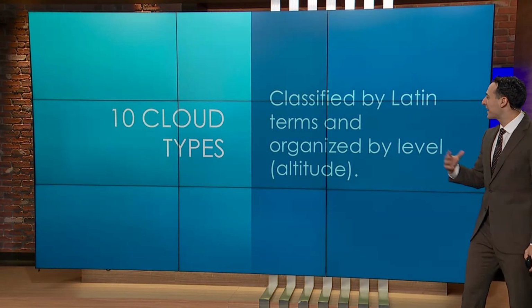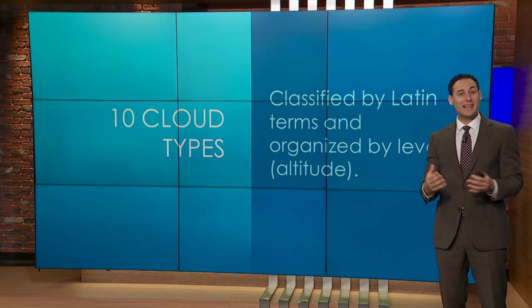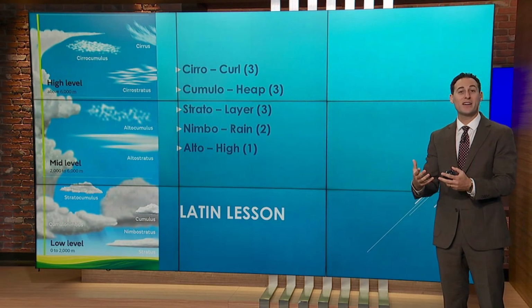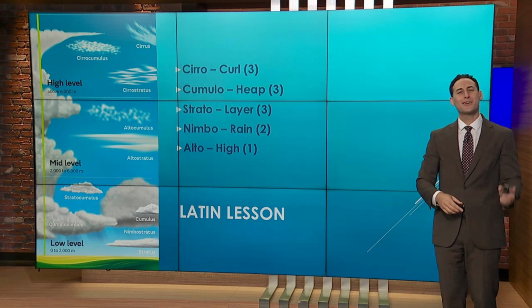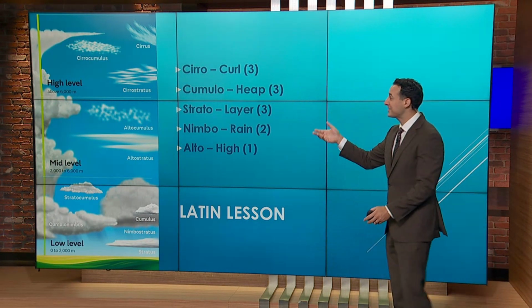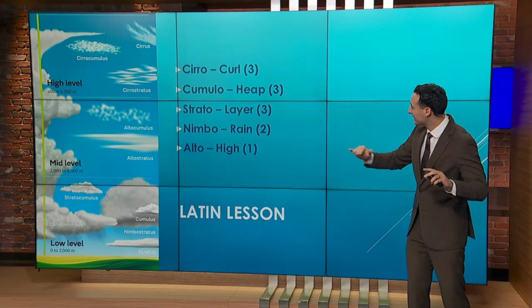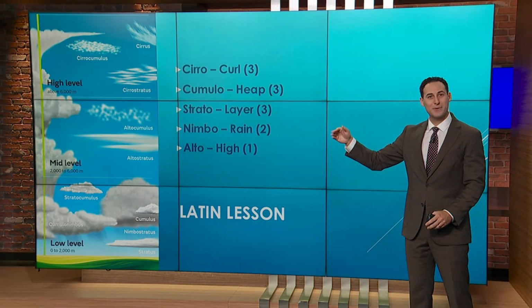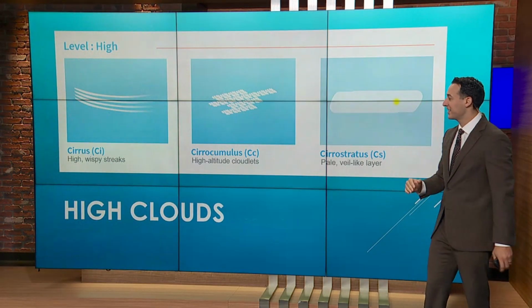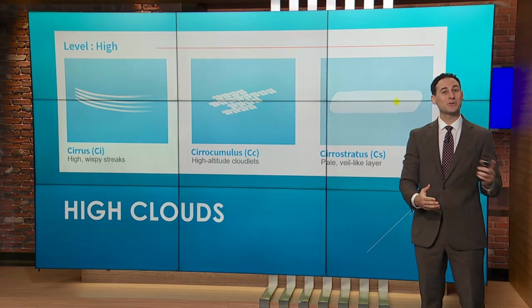And these cloud types are classified and organized by Latin words. And let's go into this little Latin lesson, which can help you memorize what you're looking at. And if you already know Latin, this is going to be easy for you. Cirro means curl, cumulo means heap, strato means layer, nimbo, rain, so anything with nimbo in it means it produces rain. Alto means high. And speaking of alto, let's start with those high clouds.